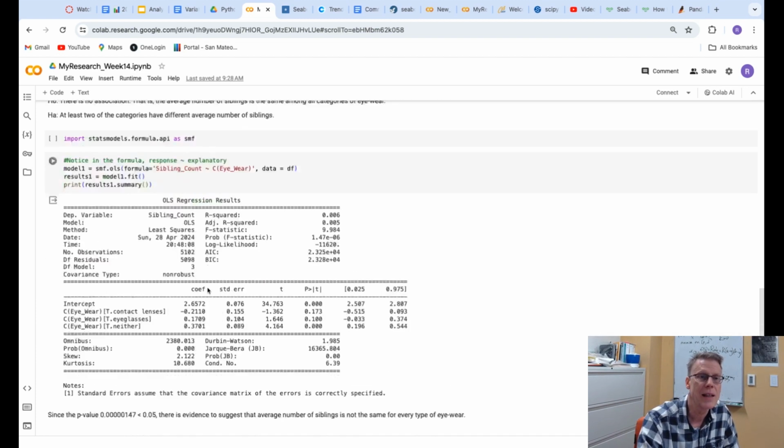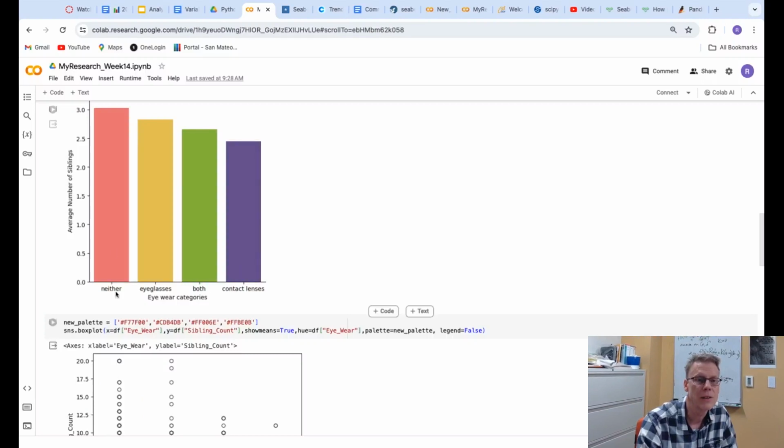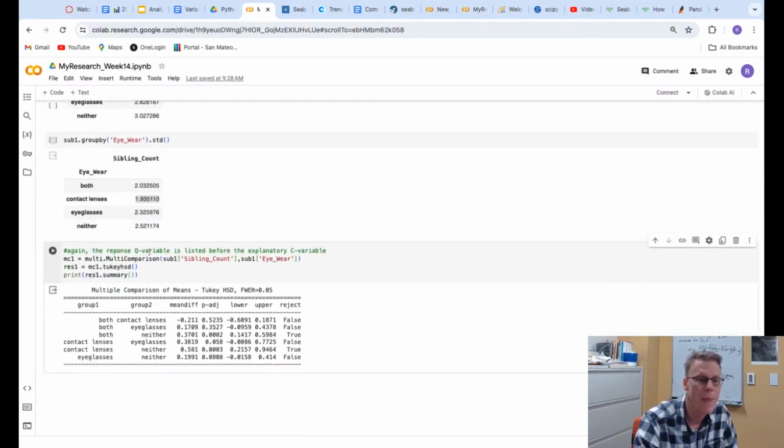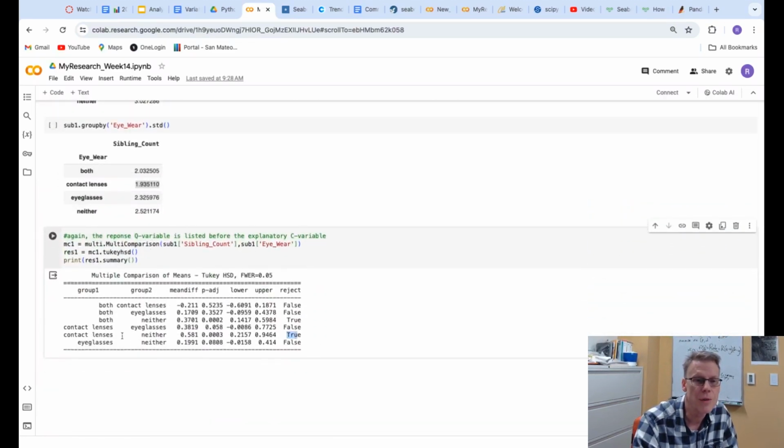Contact lenses versus eyeglasses. We had significance. Those are different enough in the sample. And then here's another true: contact lenses with neither. And that was the one we were speculating about originally just by looking at the graph.